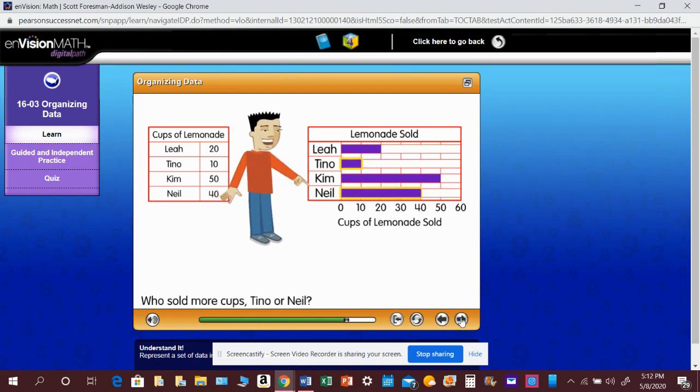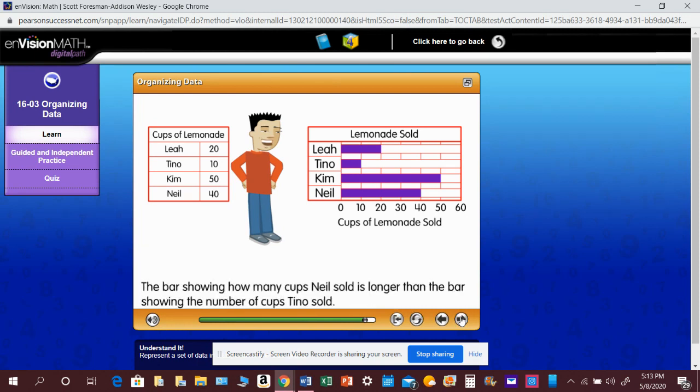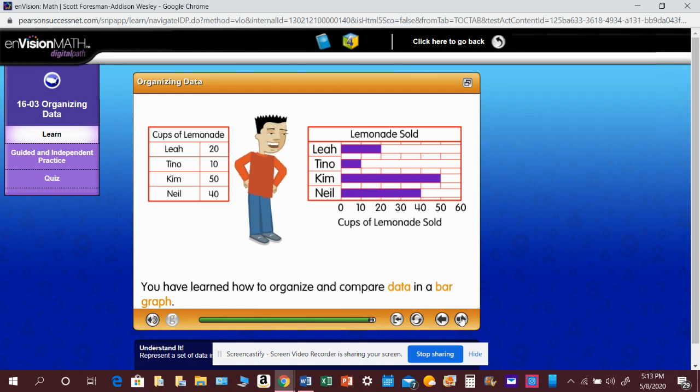Who sold more cups? Tino or Neil? Okay, again, who sold more cups? You can look at the numbers, 10 or 40, or you can just look at the bars quickly and see Tino's bar is much shorter than Neil's, so Neil sold more cups. Neil sold more cups than Tino. How do you know Neil sold more cups than Tino? We can tell by looking at the numbers or the length of the bar. The bar showing how many cups Neil sold is longer than the bar showing the number of cups Tino sold. You have learned how to organize and compare data in a bar graph.